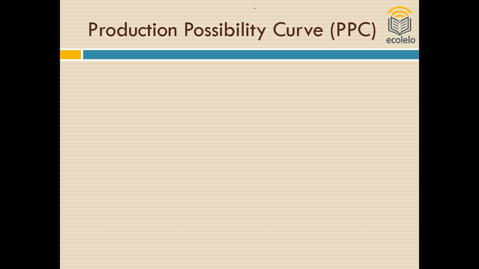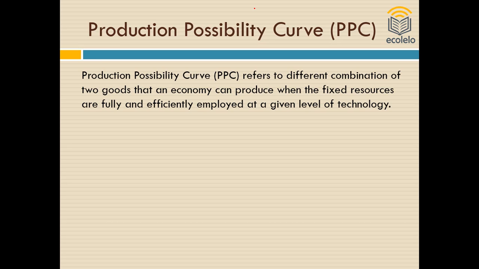Let's come to our main topic, production possibility curve. Initially, I'm going to tell you basic definitions. I'm going to talk about the terms related to PPC, and then I'm going to go to the main topic, basically the derivation of the PPC curve. Now, PPC refers to different combinations of two goods that an economy can produce when the fixed resources are fully and efficiently employed at a given level of technology.